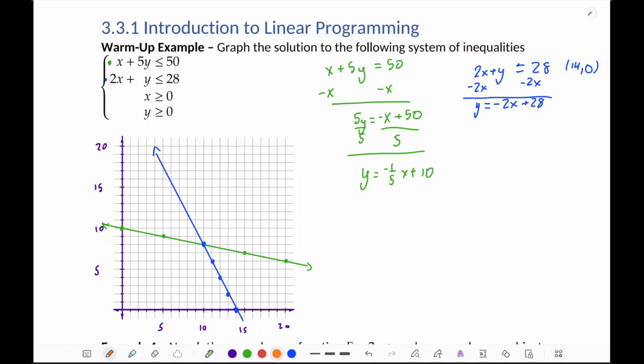Let's pick a test point. I'll just pick 1, 1. 1 plus 5, is that less than or equal to 50? Yes, it is. And 2 plus 1, is that less than or equal to 28? Yes, it is. So here is our shaded region. So now let's keep that in mind.